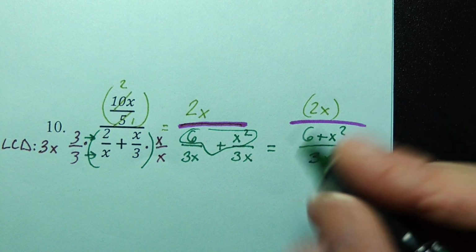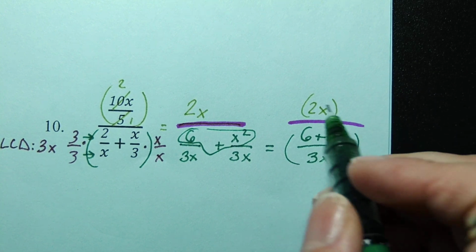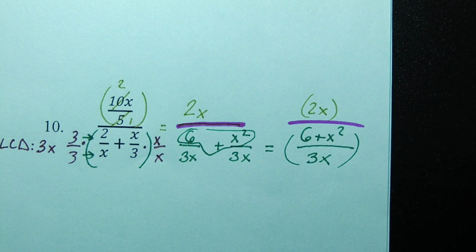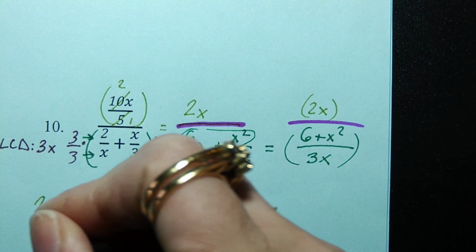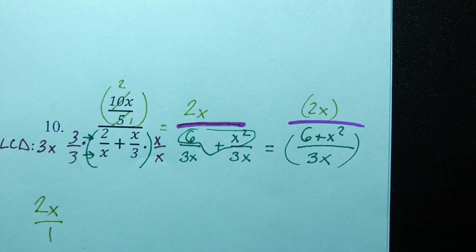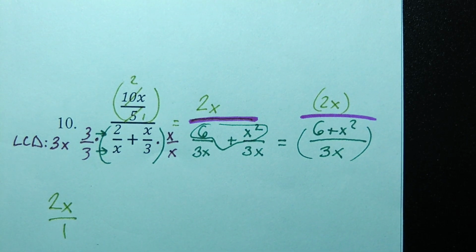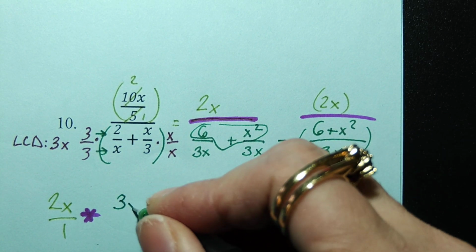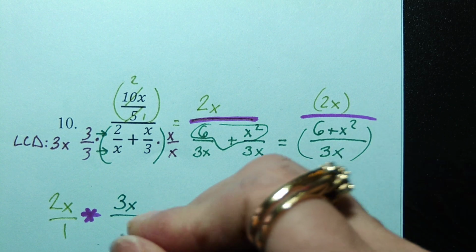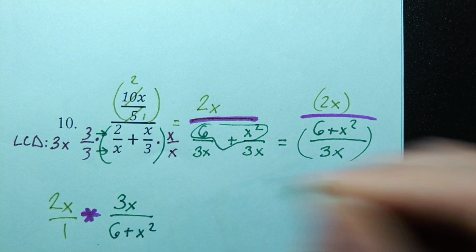So now this is my top fraction. This is my bottom fraction. If I want to take the top divided by the bottom, we keep the top, and you can put it over 1 to make it look more like a fraction if you like. And then we change the division to multiplication. And then we flip the bottom. So 3x over 6 plus x squared.